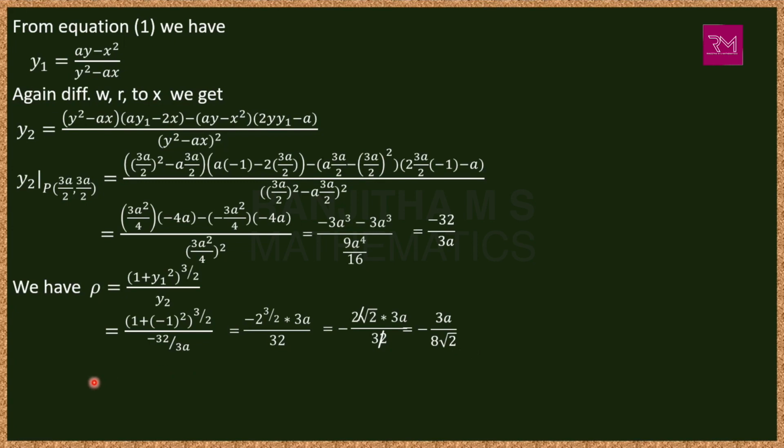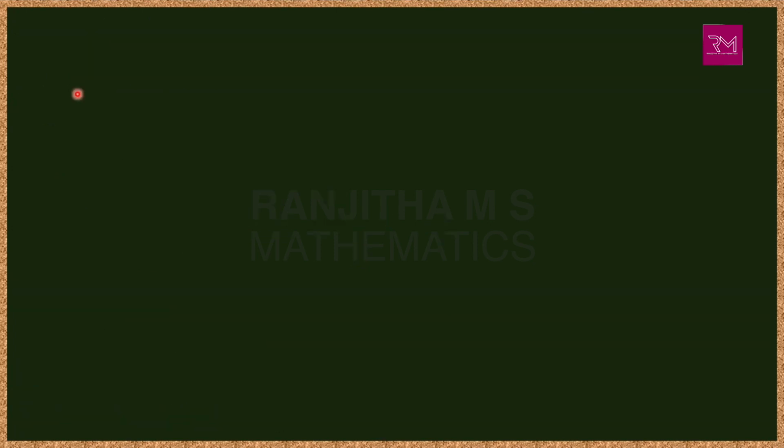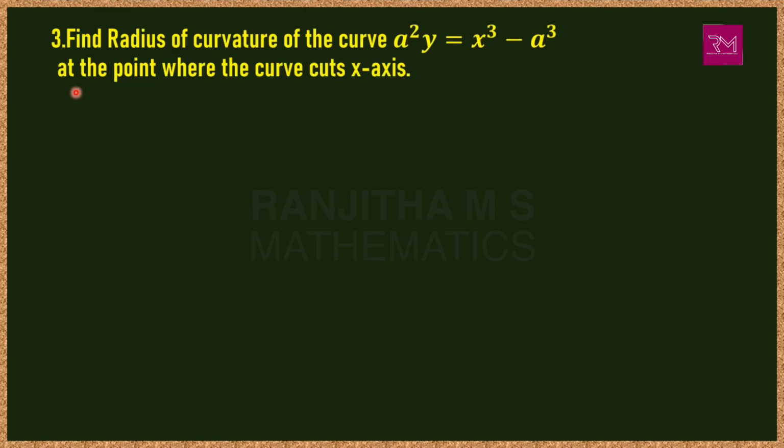But the radius of curvature value is always a positive value. Hence we get the radius of curvature value as 3a by 8 root 2. This is the radius of curvature value for the given Cartesian curve. This completes the problem. We shall move on to the next problem.